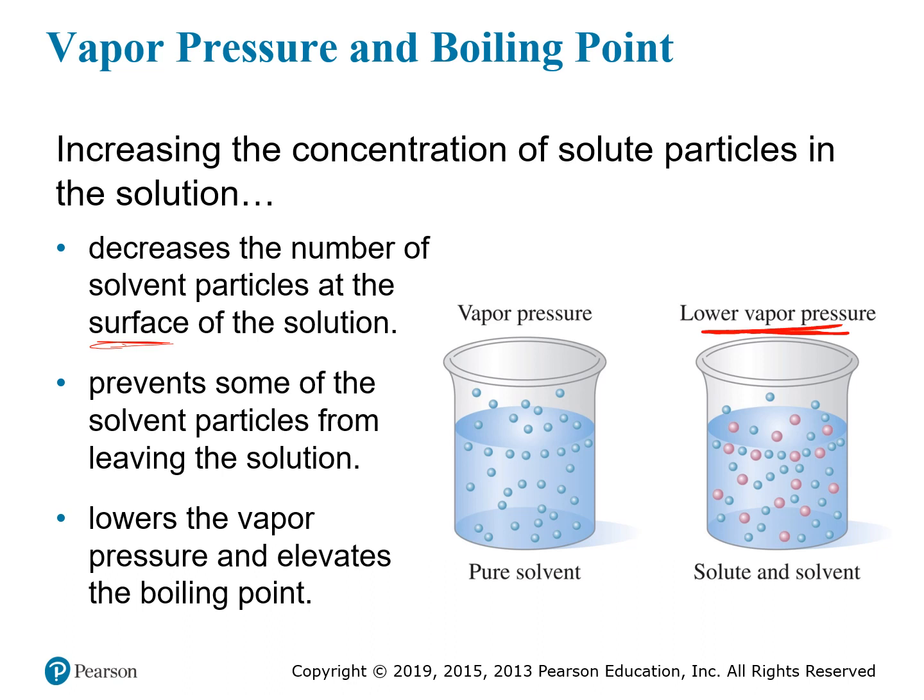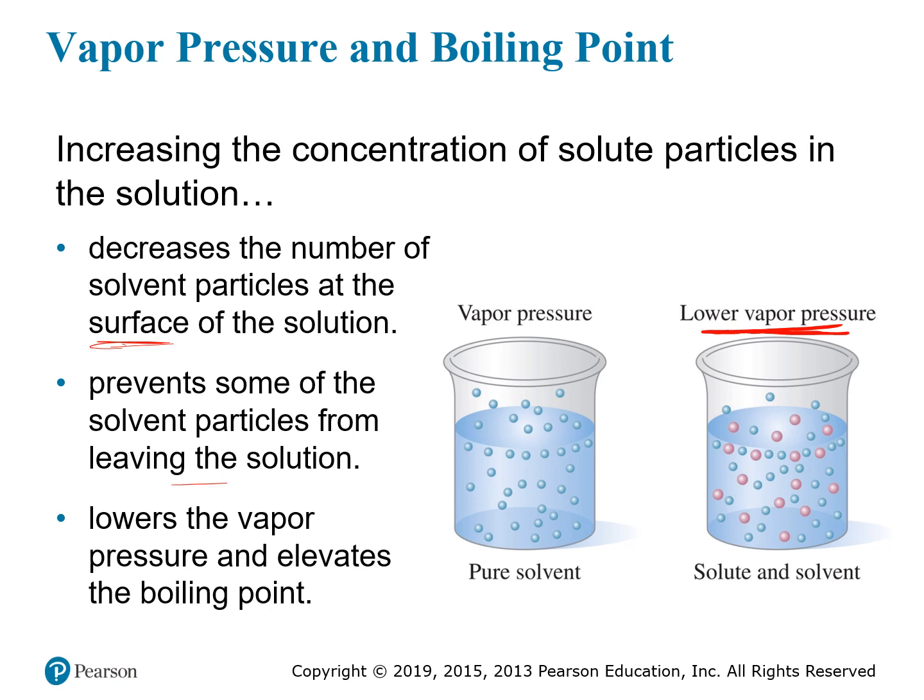Okay? Right? This prevents some solvent particles from leaving the solution because you have fewer particles at the surface. Since you're lowering the vapor pressure, that means that you're going to have to heat the solution higher. You're going to have to give it more energy in order to get the vapor pressure high enough to balance or overcome the atmospheric pressure.